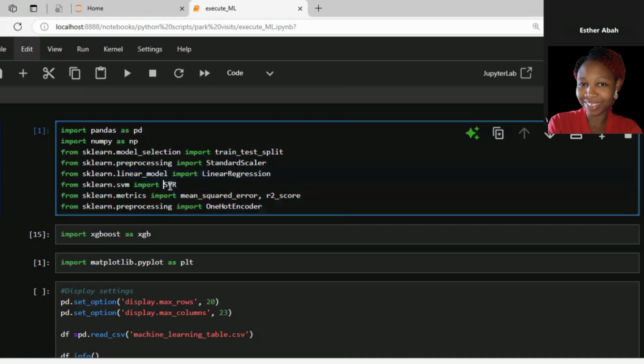SVR means support vector regression. We also have the support vector classification of it. Many of these models have the regression aspect and the classification aspect. So just know that. But the one that doesn't have the regression aspect is k-nearest neighbor. K-nearest neighbor doesn't have the regression aspect. It's strictly a classification model. So that's for that one.